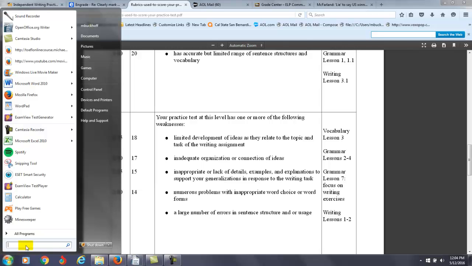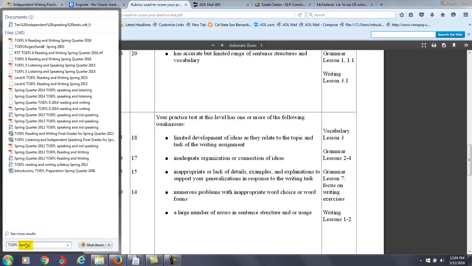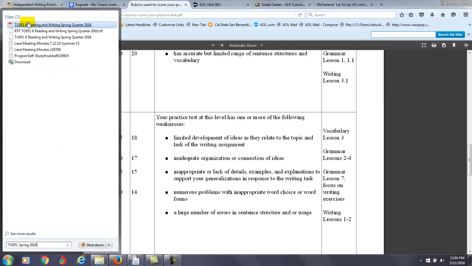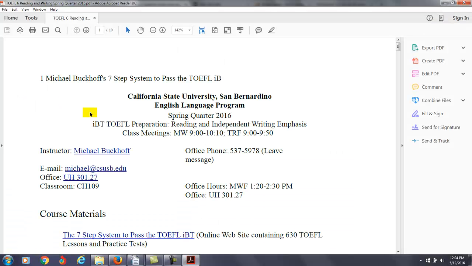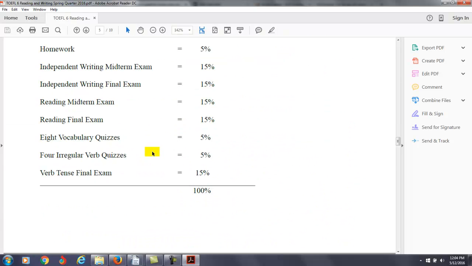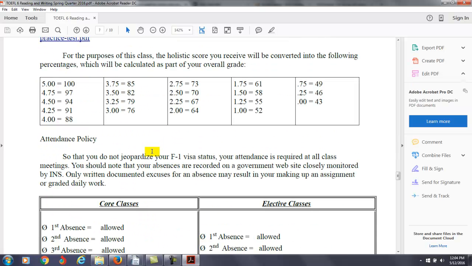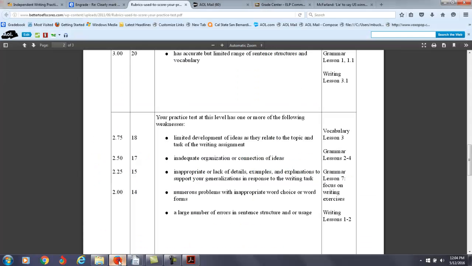Now if we take a look at the syllabus, so we have the TOEFL spring quarter, let's say 2016. We want to figure out what your grade is right now. Right, so if we take a look at it here, okay, so I gave you 2.75, so that's going to put you at 73% on this particular assignment. So what do you do? What do you do now?